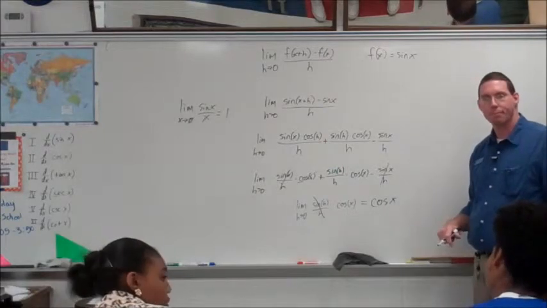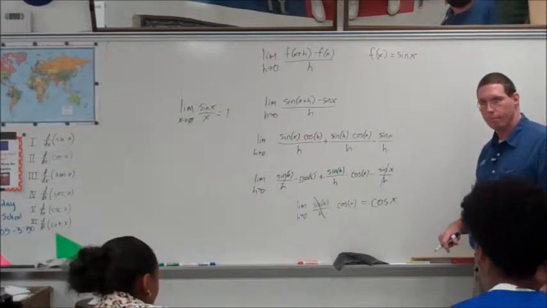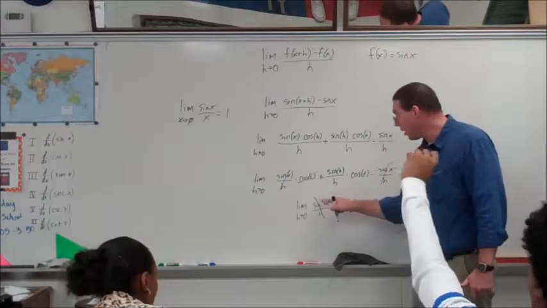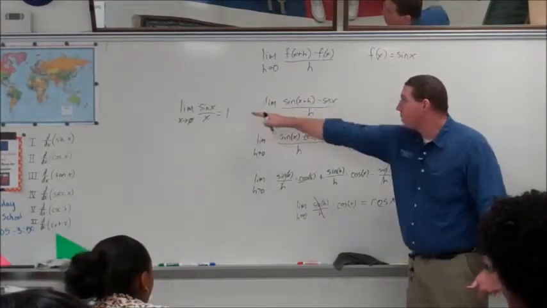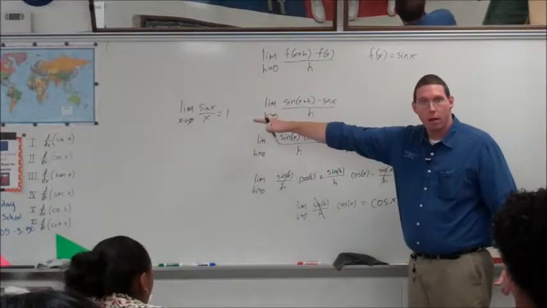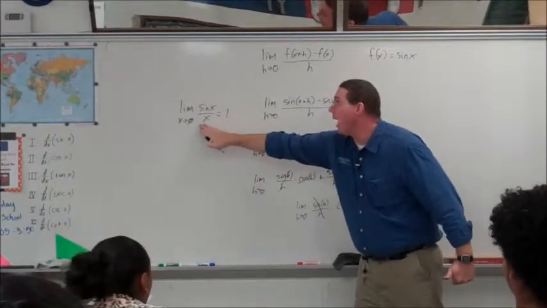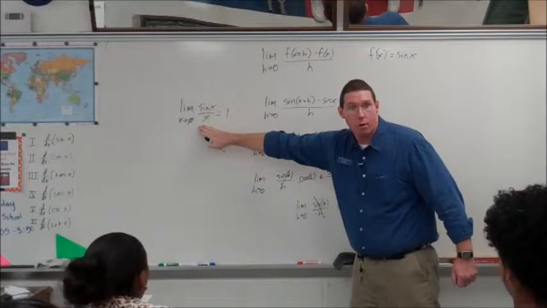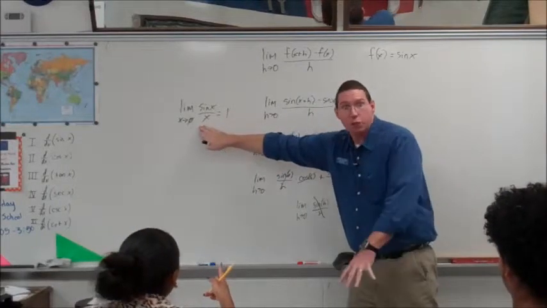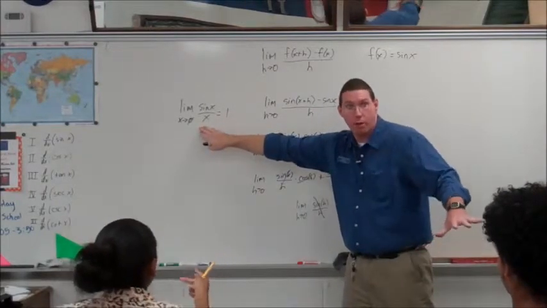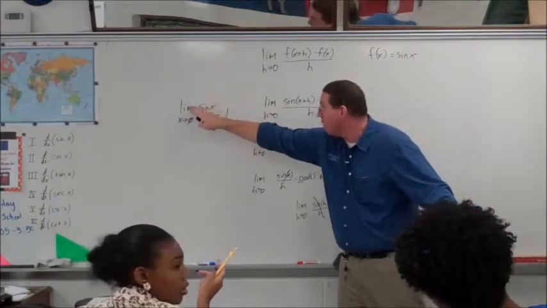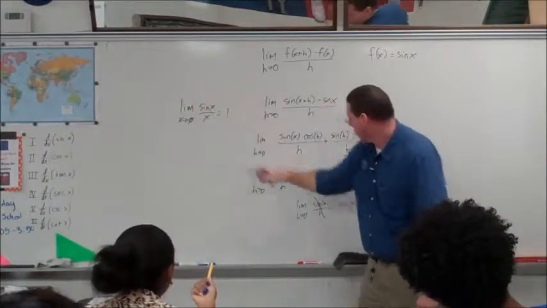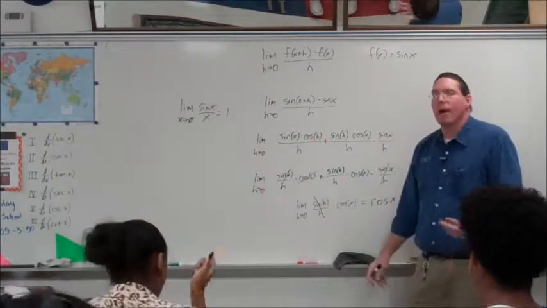You said as h approaches 0, so sine of h over h is going to be 1 over 0? No. You're forgetting we have a proof for this. So we just accept as truth based on a proof. It's a theorem of sorts. We're treating h like an x. It doesn't matter what the variable is.